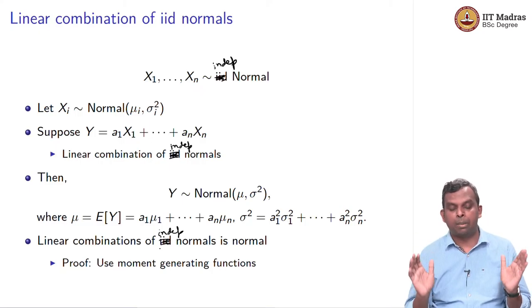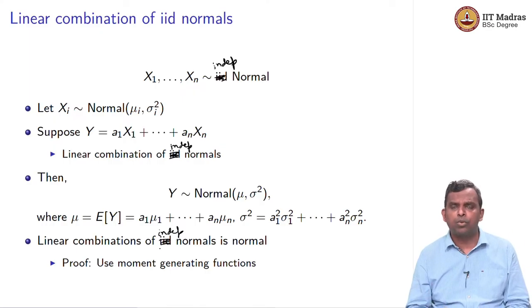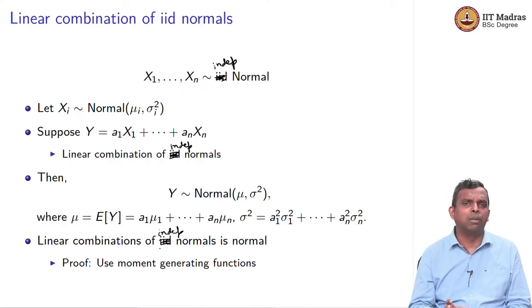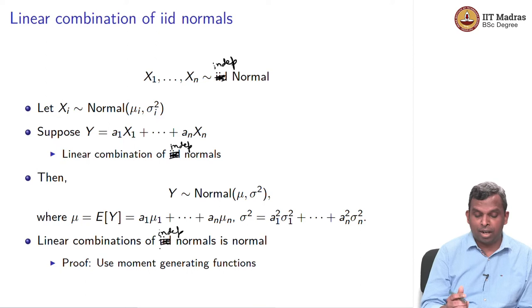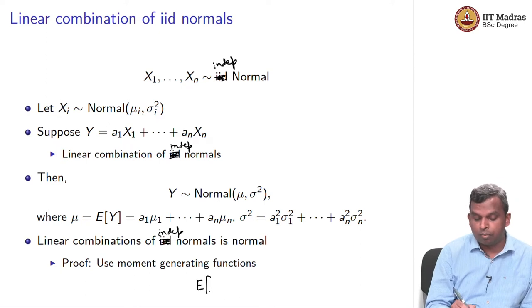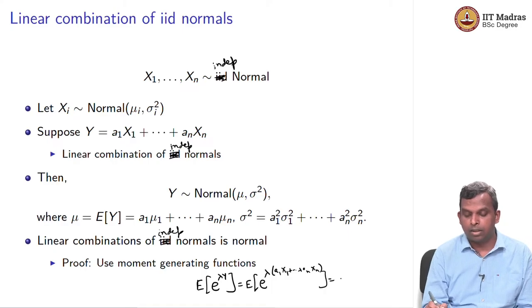Linear combinations of independent normals are again normally distributed. The proof is actually very, very simple. You just try and find the moment generating function of y. You're going to try and find the expected value of e power lambda y, right? What is this going to be? The expected value of e power lambda times a1 x1 plus ... an xn. And what is this going to be? The product of the MGFs, right?